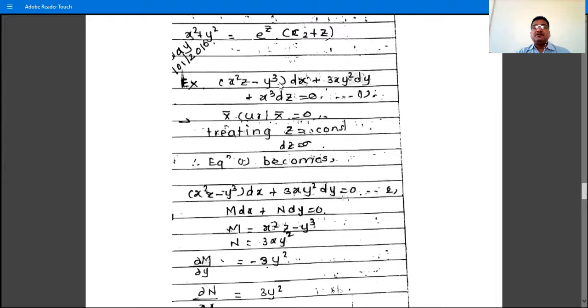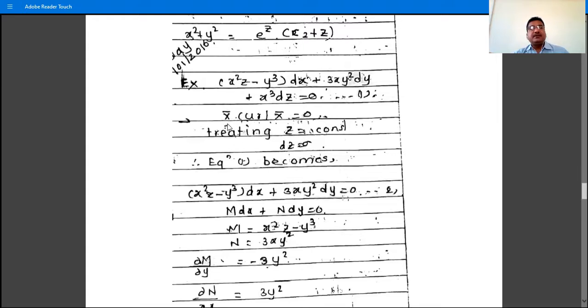x square z minus y cube dx plus 3x y square dy plus x cube dz is equal to 0. Again, this is the homogeneous Pfaffian differential equation of degree 3, so it is solvable by using the method of homogeneous Pfaffian differential equation, that is, substitute y as vx and z as wx. But here we have to solve this example by using Natani's method.